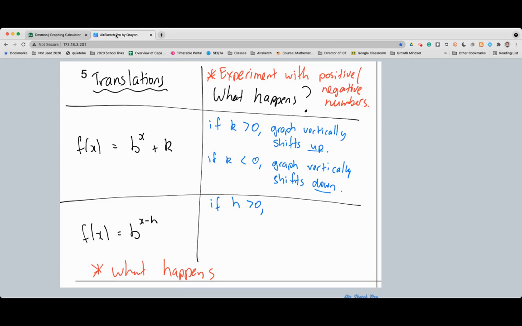So if H is greater than 0, I might just even summarize it a bit more. Horizontal shift right. If H is less than 0, horizontal shift left. And I haven't captured every single detail.